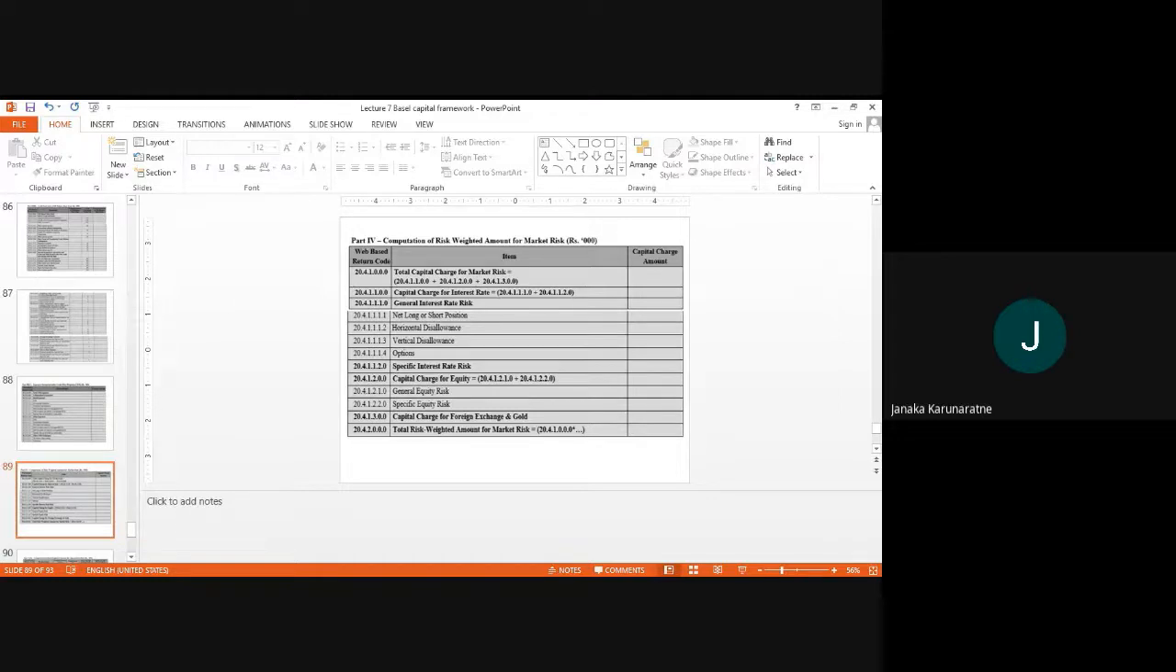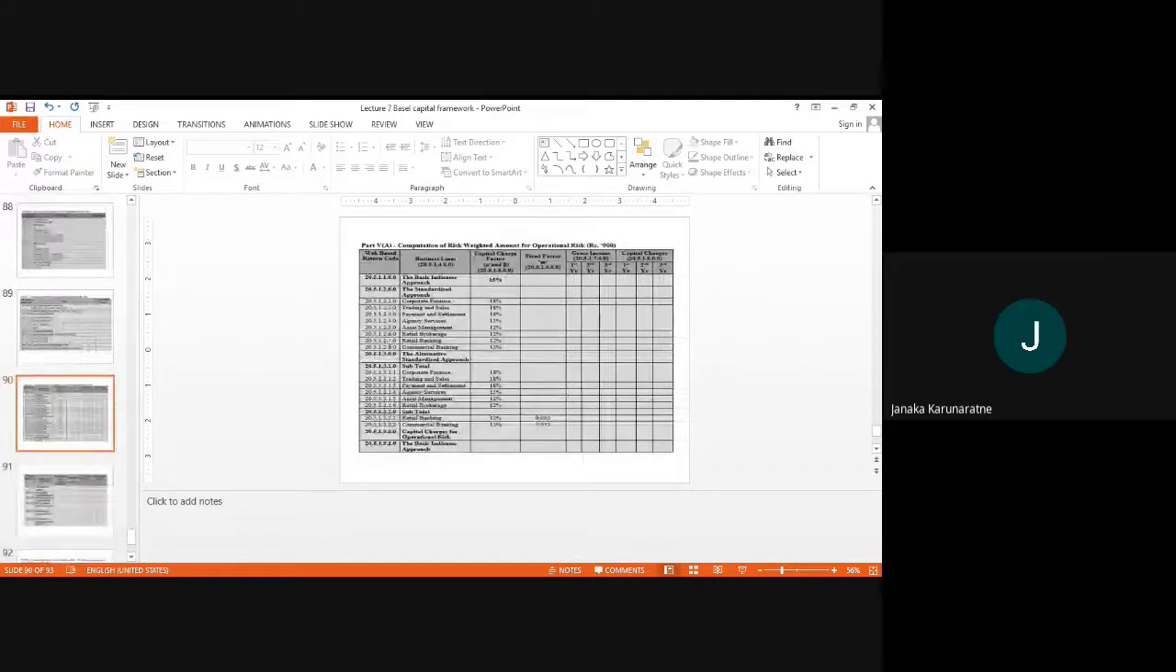Then again for equity, what is the general equity risk? What is the specific equity risk? Okay. Then the capital charge for foreign exchange and gold, how you are going to compute. So then you can arrive at the total risk-weighted amount for market risk.